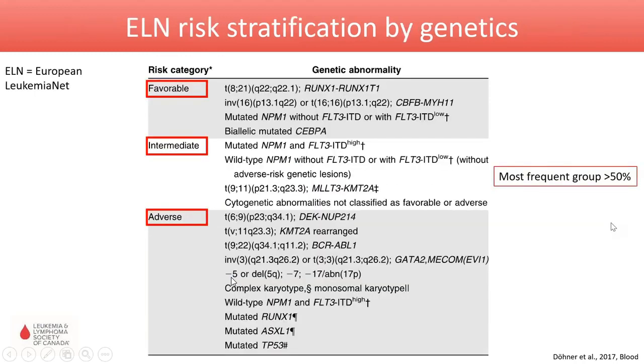One way of looking into this, because we learned that genetic abnormalities also determine the risk category, is this classification from the European LeukemiaNet. This is different compared to the WHO classification, where they were just listed as different groups. Here, the authors tried, based on treatment outcomes, to classify leukemias into favorable, intermediate, and adverse risk groups. Basically, if you carry an 8;21 translocation, your outcome is better than having, for example, a complex karyotype or an inversion 3.